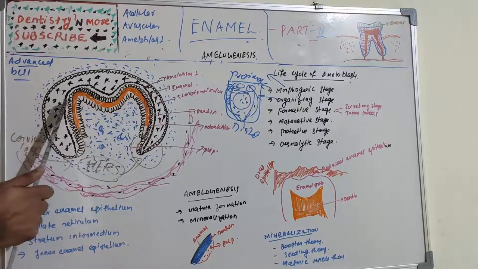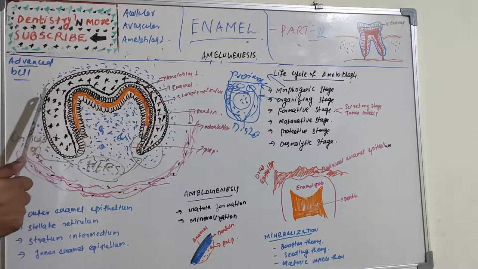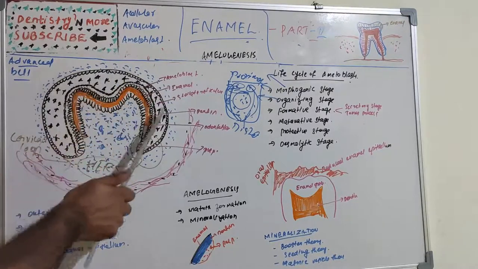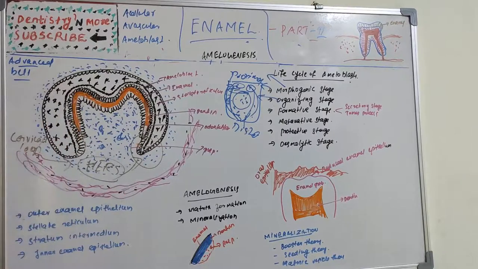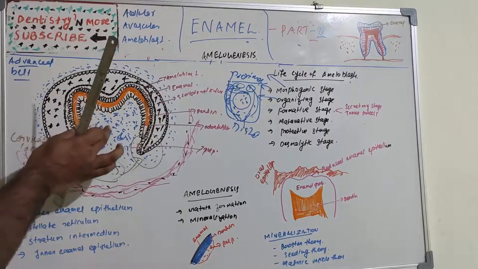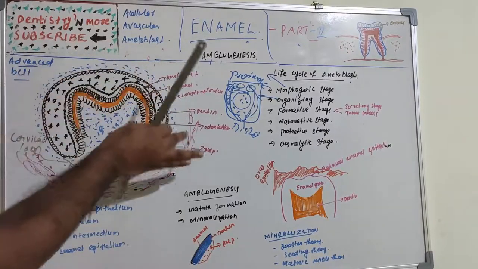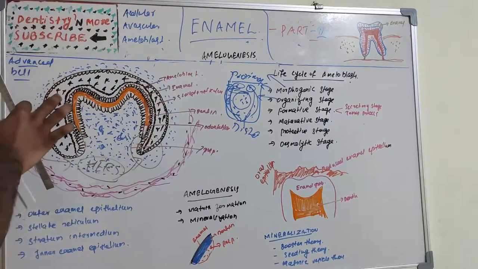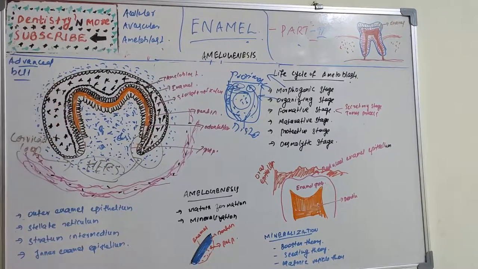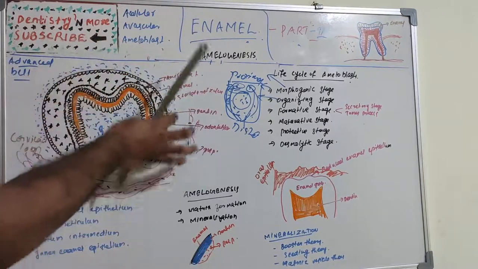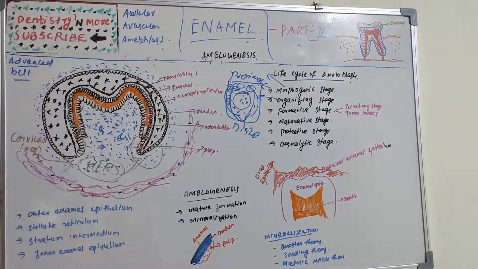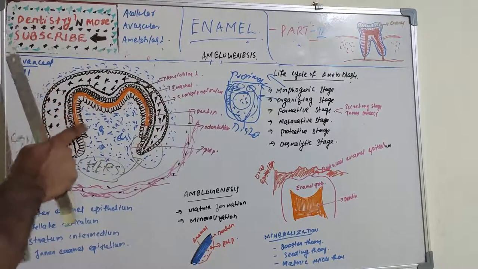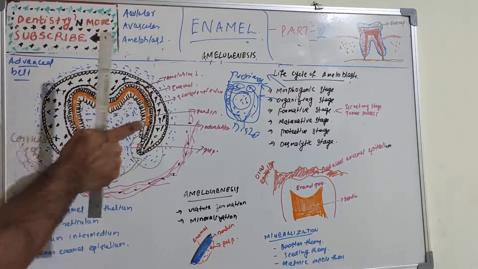So inner enamel epithelium takes up nutrition from dental sac. Okay, so that is a very critical phase. Hope you don't get confused. This is dental papillae, this is dental sac, which is covering outside. Dental sac is covering outside, not this one. This is stellate reticulum. So the outer covering dental sac will be providing nutrients once the dentin formation happens.